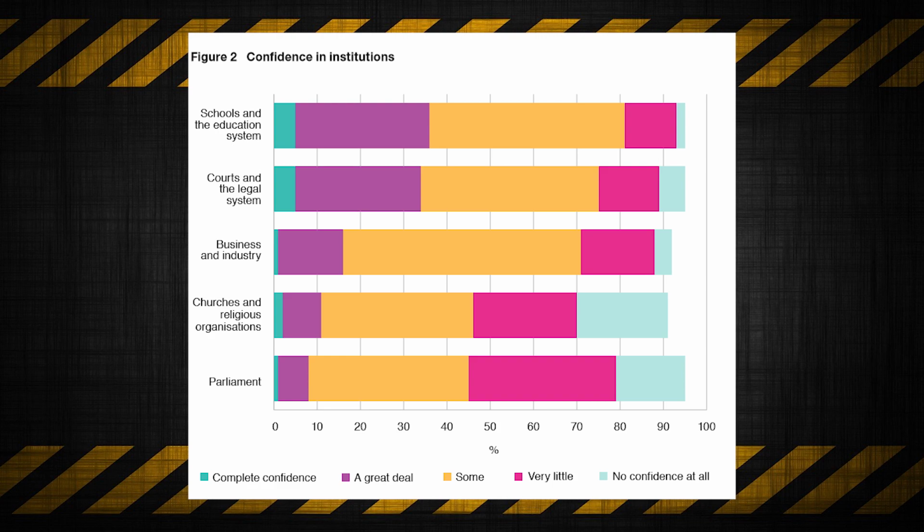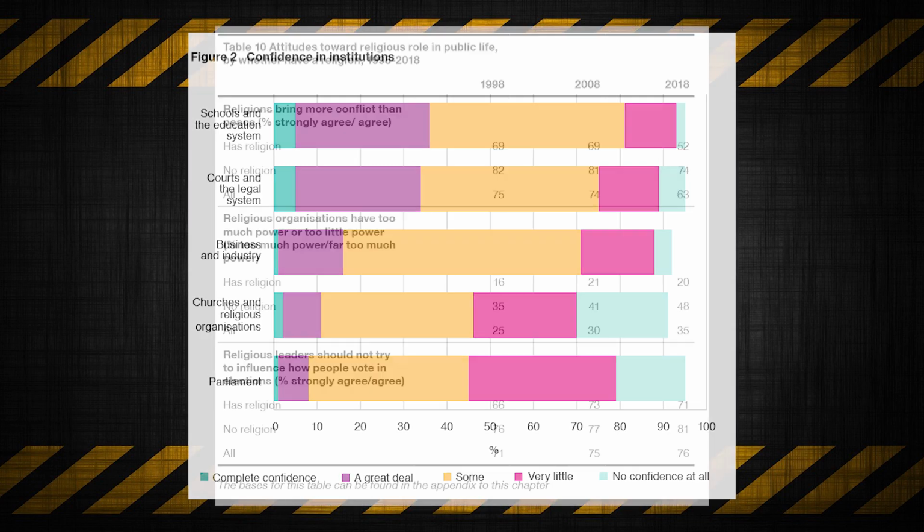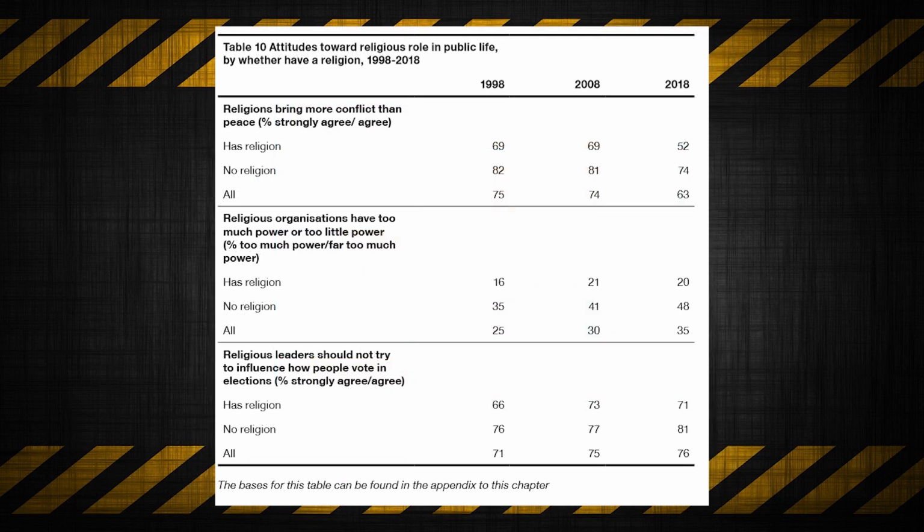We can add a little bit more onto this when we look at Table 10, attitudes towards religious roles in public life by people who have a religion and don't. Just look at the middle one first. Religious organisations have too much power or too little power. And this is the percentage who believe they have too much power or far too much power.